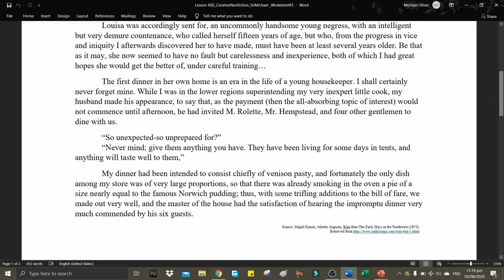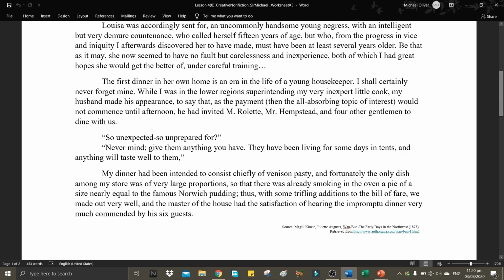While I was in the lower regions, superintending my very inexpert little cook, my husband made his appearance to say that, as a payment, then all the absorbing topic of interest would not commence until afternoon. He had invited Emily, Mr. Hempstead, and 4 other gentlemen to dine with us. So unexpected, so unprepared for. Never mind, give them anything you have. They have been living for some days in tents, and anything will taste well to them.